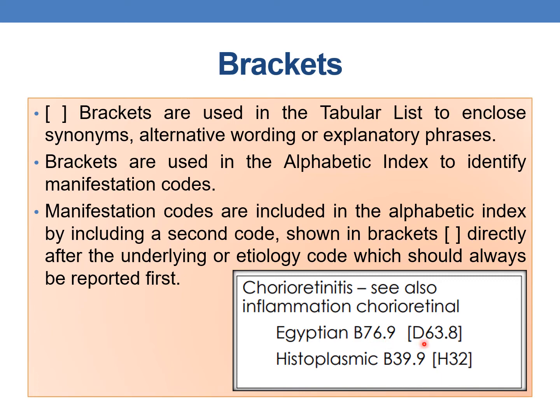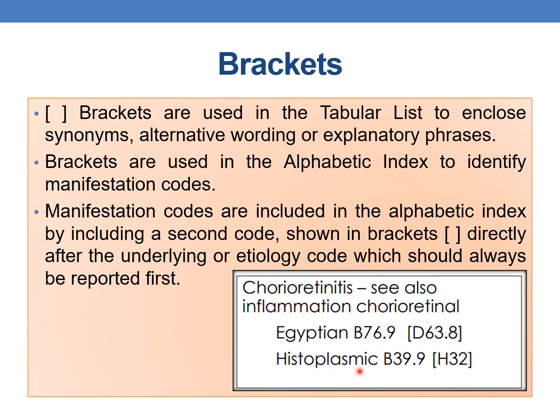B76.9 followed by D63.8. So this Egyptian chorioretinitis can manifest as anemia. Hence, it is indicated by two codes, B76.9 and D63.8. Here D63.8 is nothing but anemia in other chronic diseases classified elsewhere. Hence, this should be reported as a secondary code along with the first code B76.9.